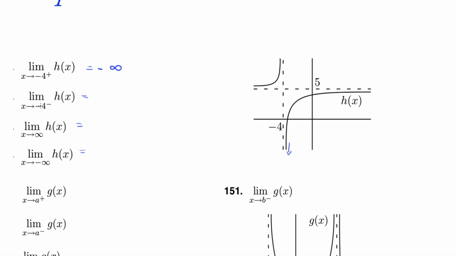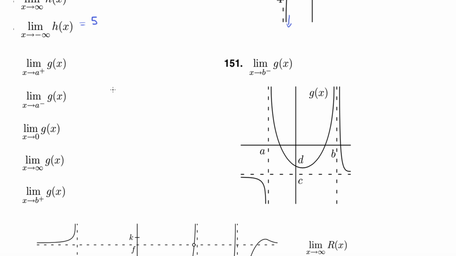When x approaches -4 from the left, notice how the graph is slowly but surely approaching positive infinity. Okay? When x approaches infinity, positive infinity, notice that it's also approaching a value, in this case 5. And when x approaches negative infinity, you're looking at this part of the graph, it is also approaching 5. Okay?